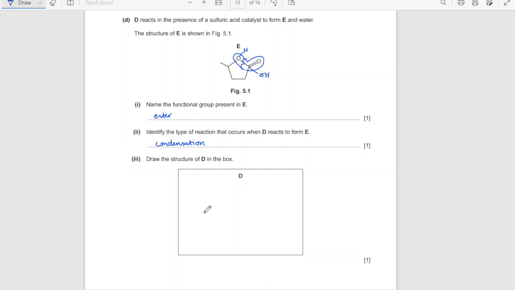So I'm going to redraw this over here. So the O is bonded to an H to make the alcohol. We have a CH3 over here, and then CH2, CH2, and then we have a C double bond O that will be further bonded to an OH to make the carboxylic acid. All right, and that is basically D. It contains both groups, and when they come together, you get a cyclic ester, which is E.